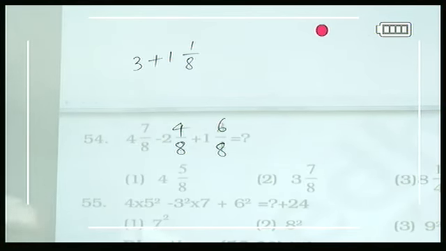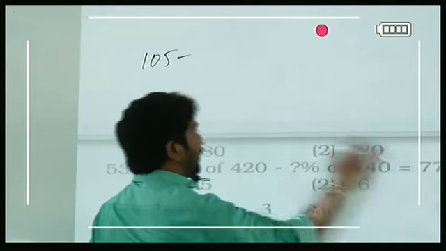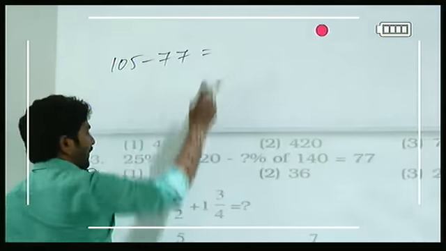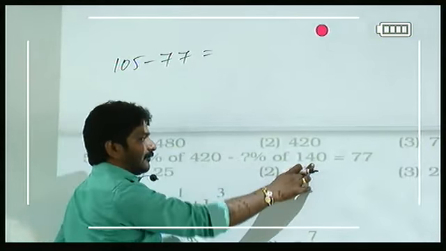25% of 420. Half and half. Half of this number is 210. Again half, 105. You already have 105 here. On the right hand side we have 77, take that to the left hand side. And you have minus x% of 140, take that to the right hand side. That will be x% of 140, a positive number.